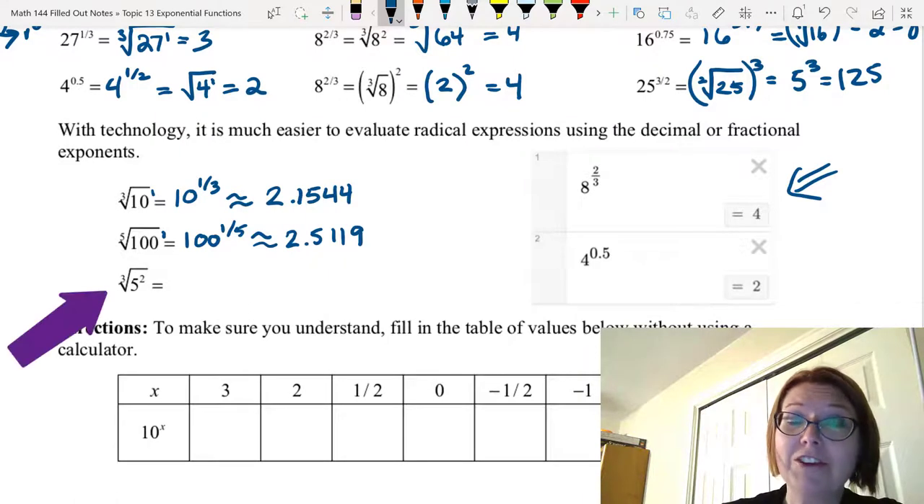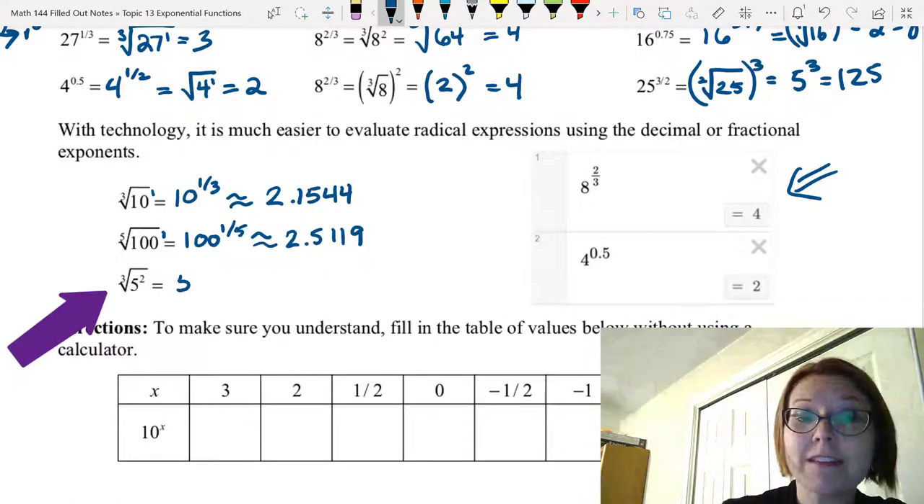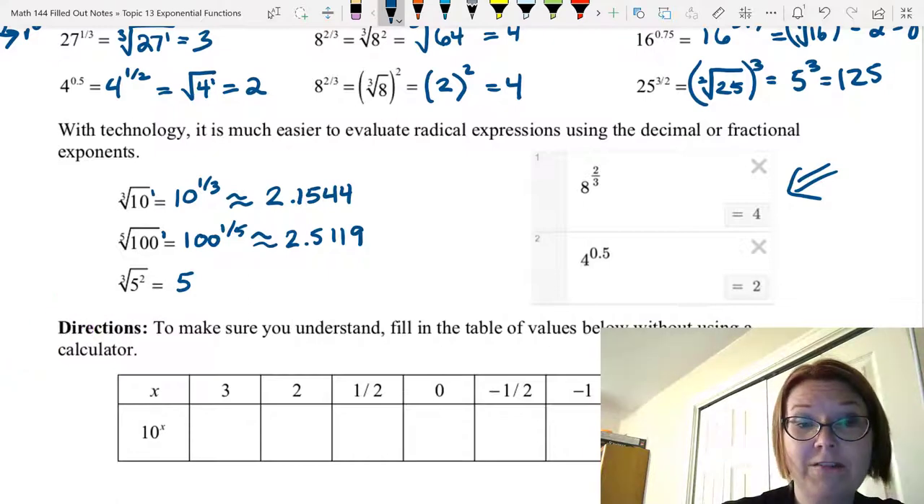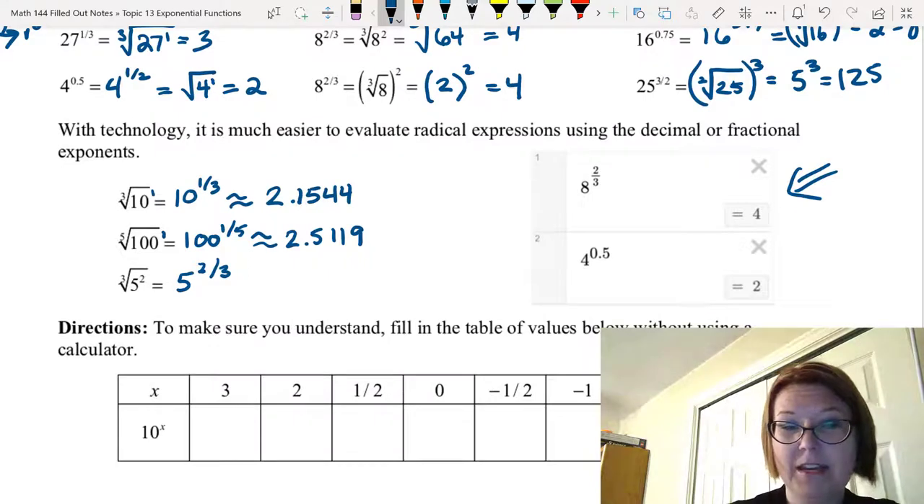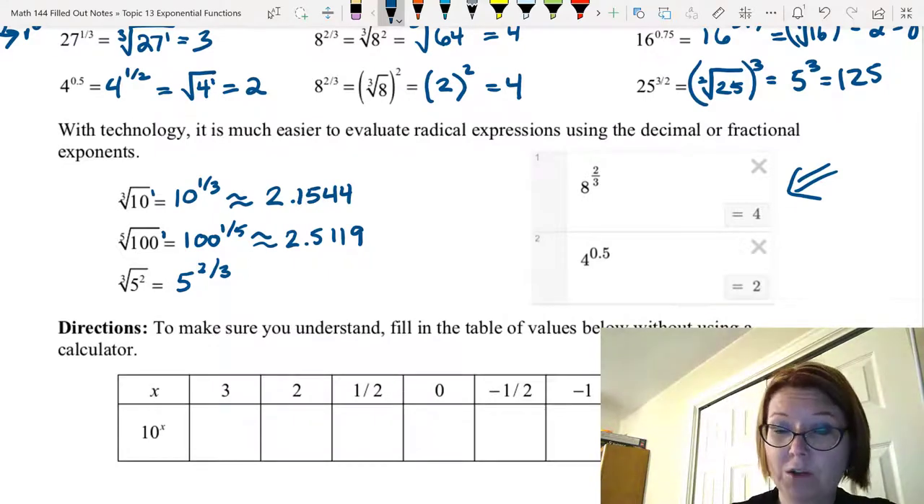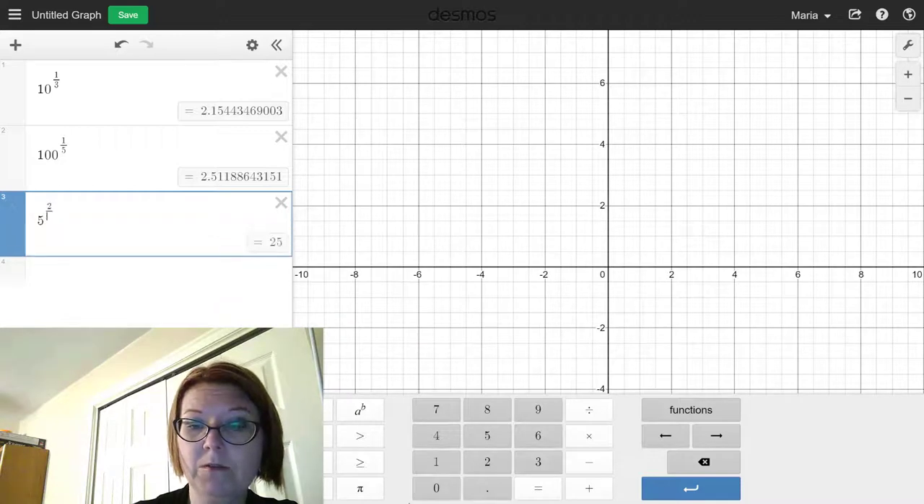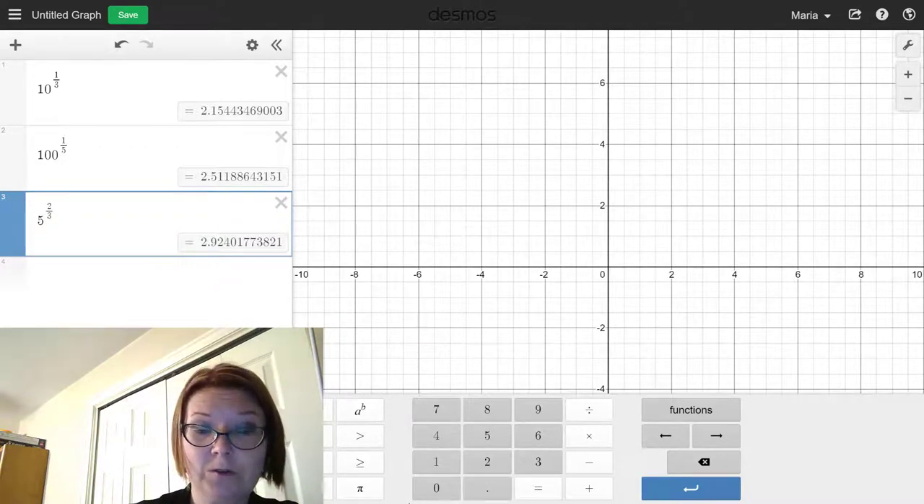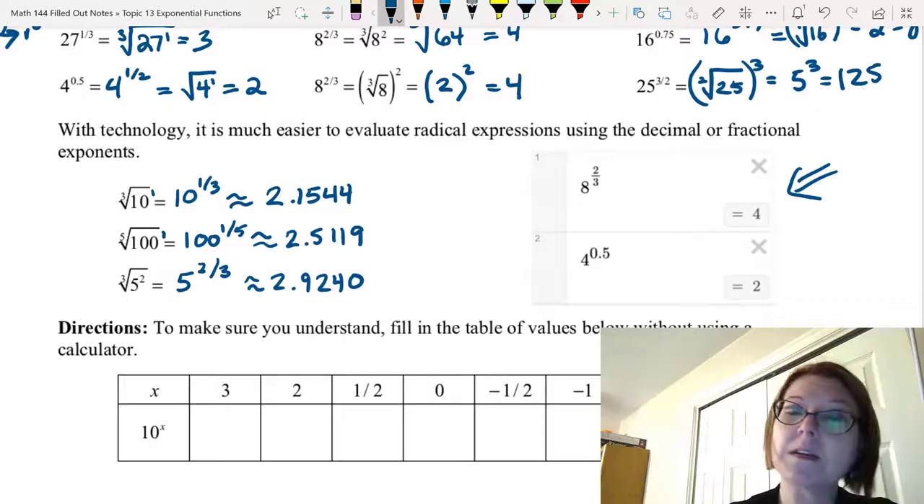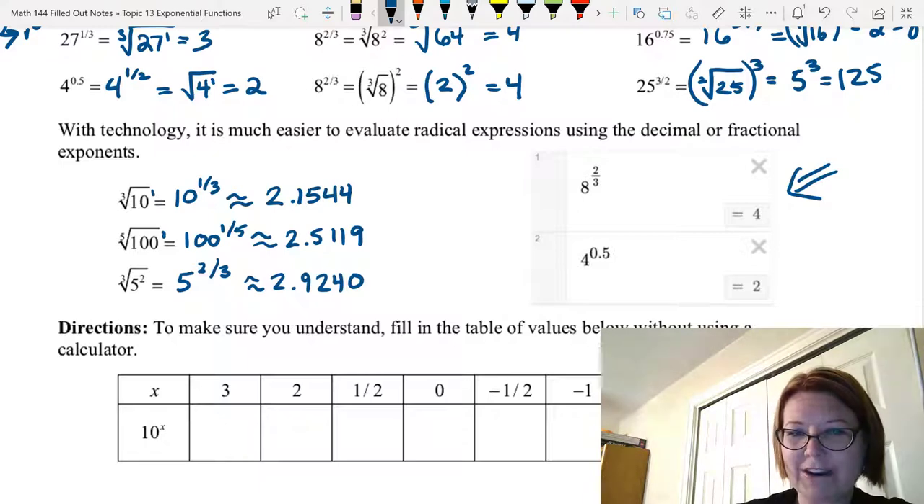Finally, we have the cube root of 5 squared. So the 5 is the base. In the numerator of the exponent, we want 2. And in the denominator of the exponent, we want 3. So we want to evaluate 5 to the 2/3 power. So we'll do 5, the A to the B button, and then 2 divided by 3, which gives us 2.9240 rounded. So we can see the calculations are actually fairly easy once we write things as fractions.